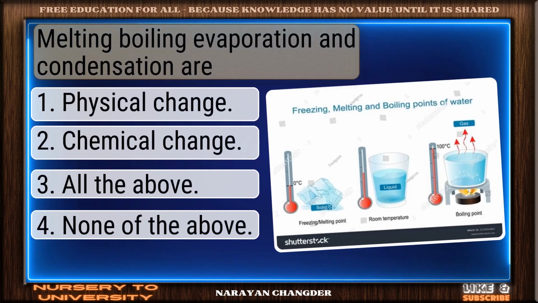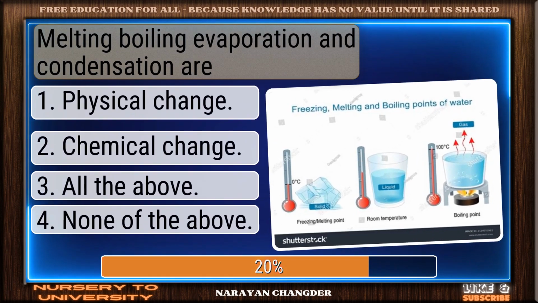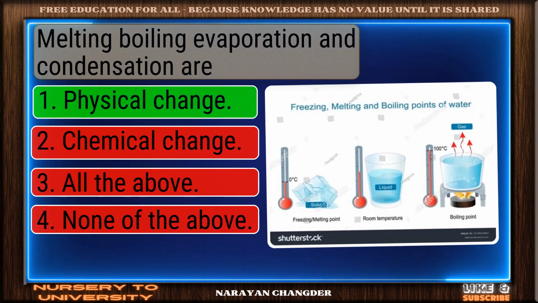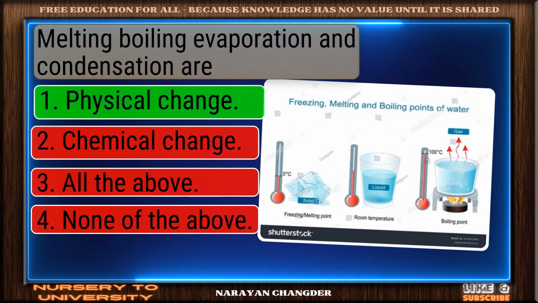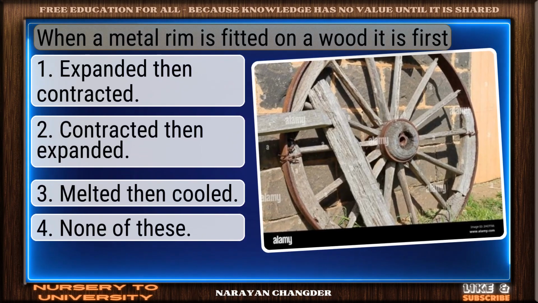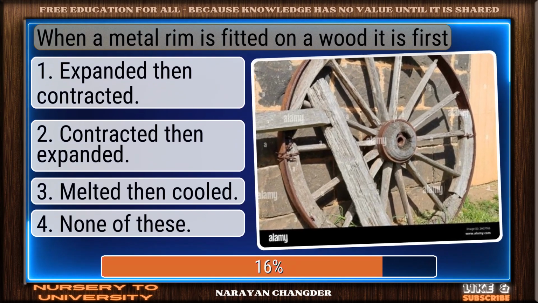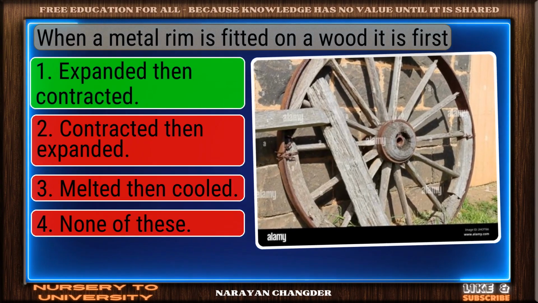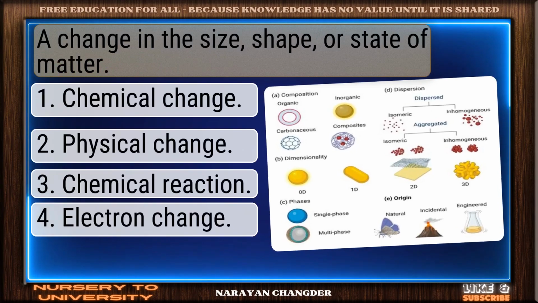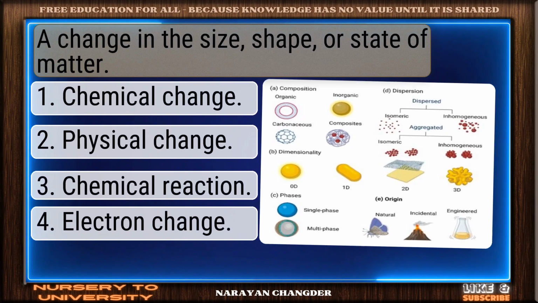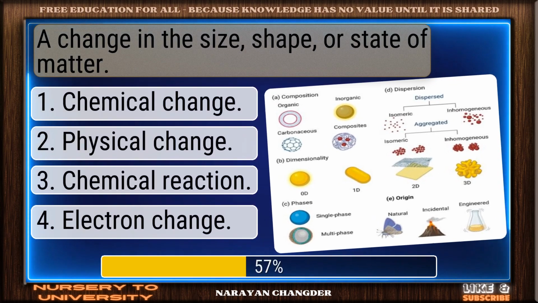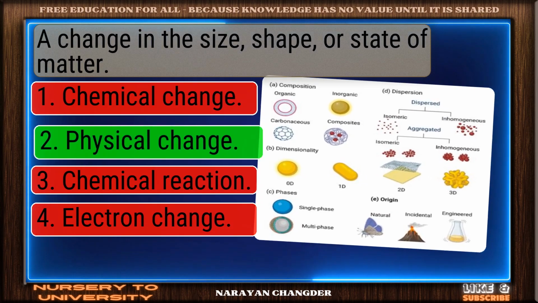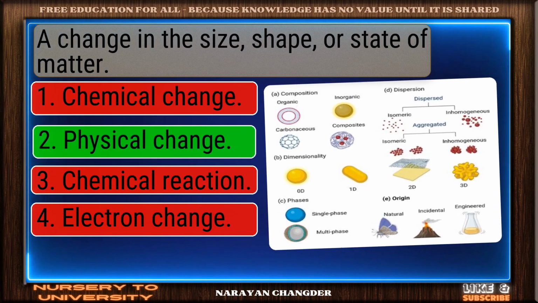Melting, boiling, evaporation, and condensation are excellent choice. Physical change is the right answer. When a metal rim is fitted on a wood, it is first valid point. Expanded then contracted is true. A change in the size, shape, or state of matter. Great thinking. Physical change is the right choice.